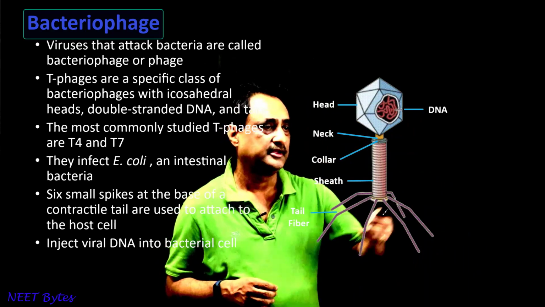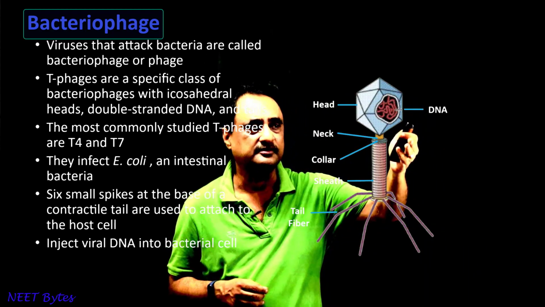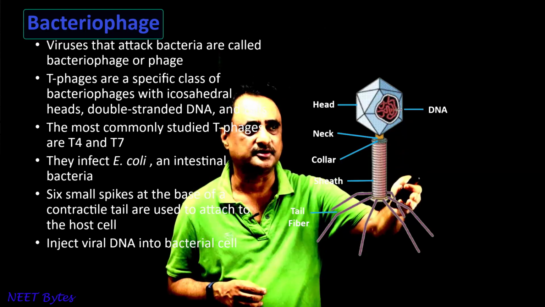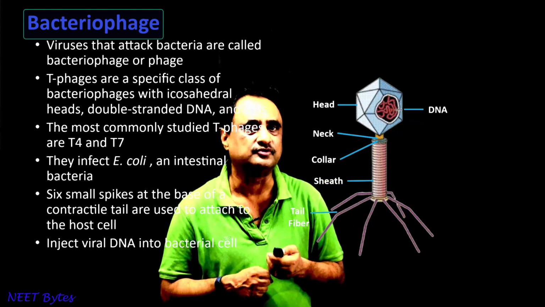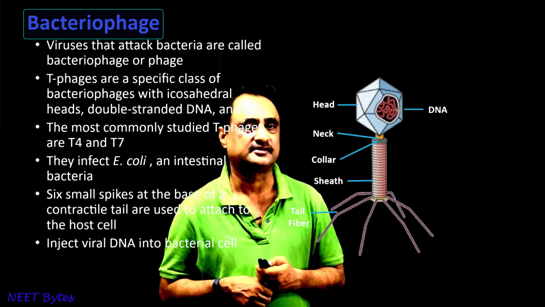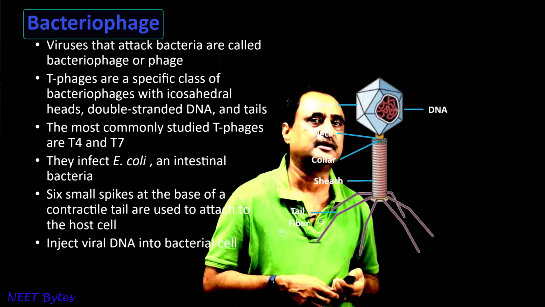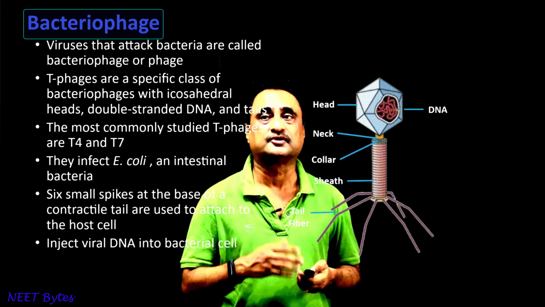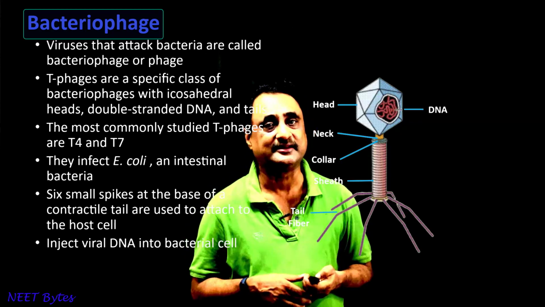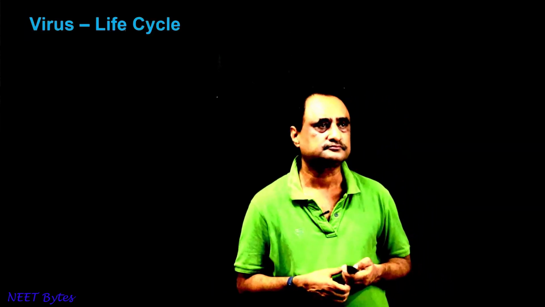You know here, there is a head, right? And within the head, there is genetic material. Then we have a neck, then we have a collar. And there is a small spike over there. So that spike is actually being utilized to penetrate the bacterial cell. So they inject DNA into the bacterial cell, and later on that bacteria is actually under the control of the viral DNA. So there are two different types of cycle, what we call Lytic and Lysogenic cycle. We will discuss that in detail, right?